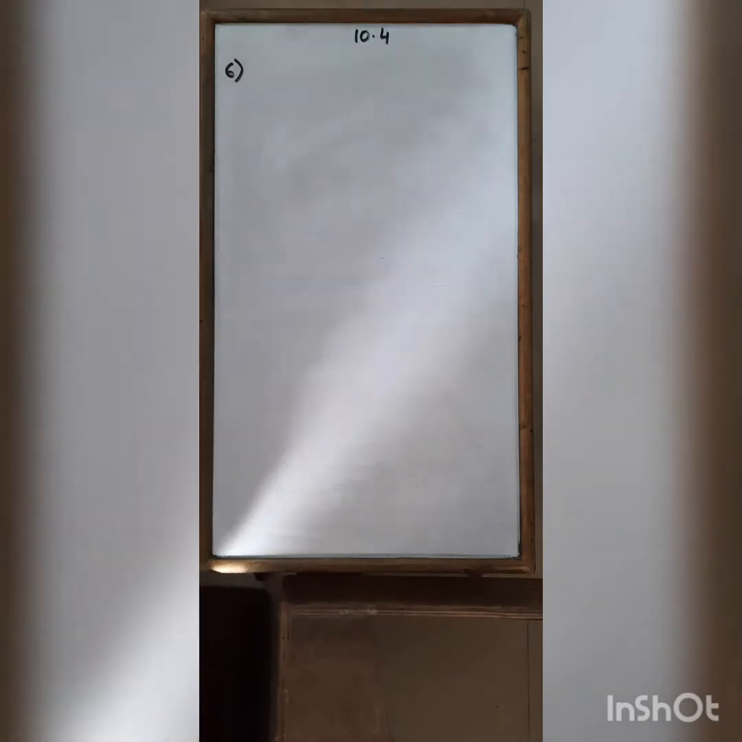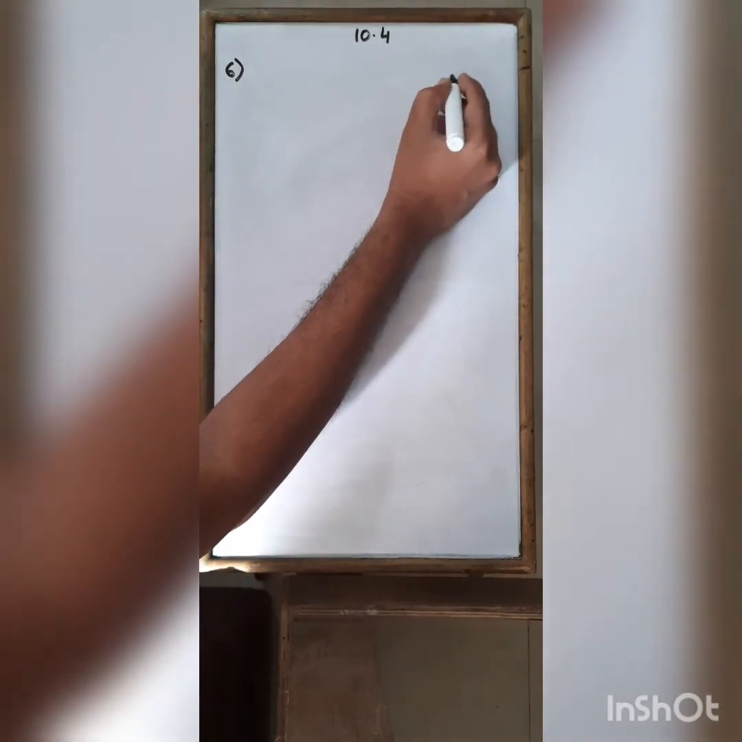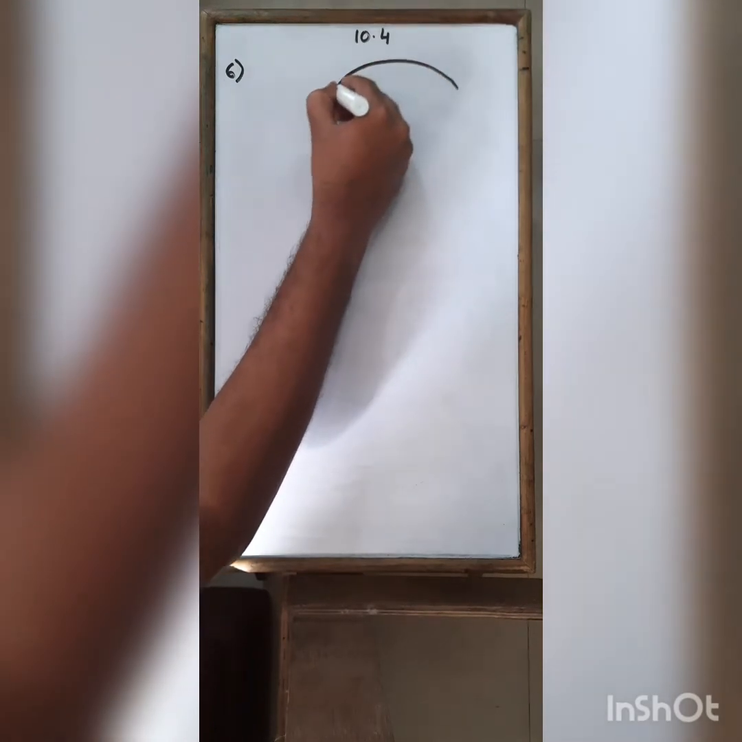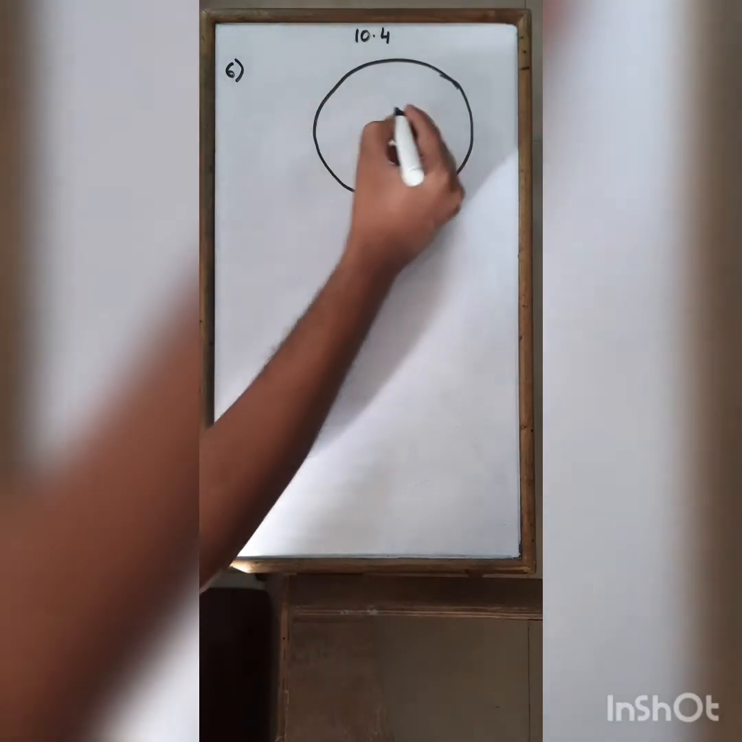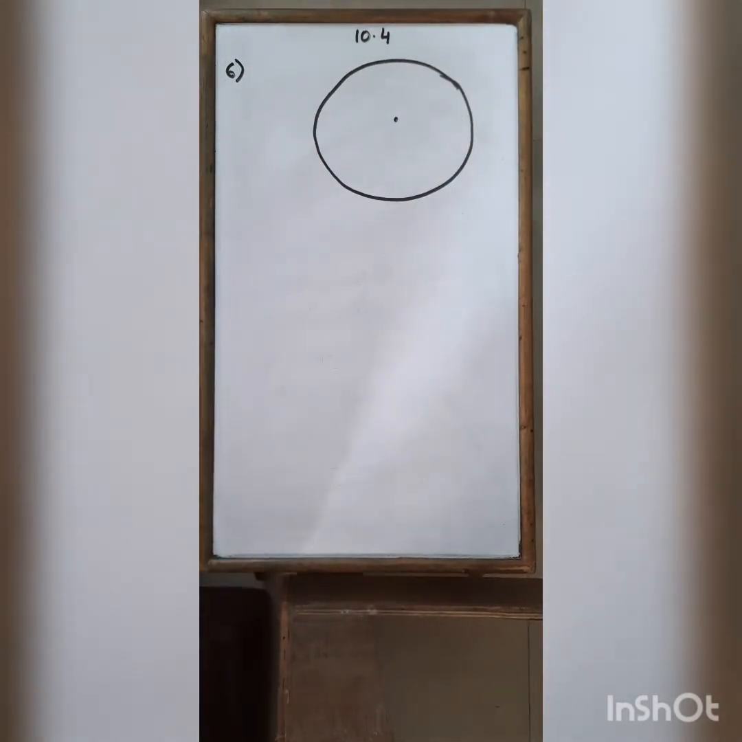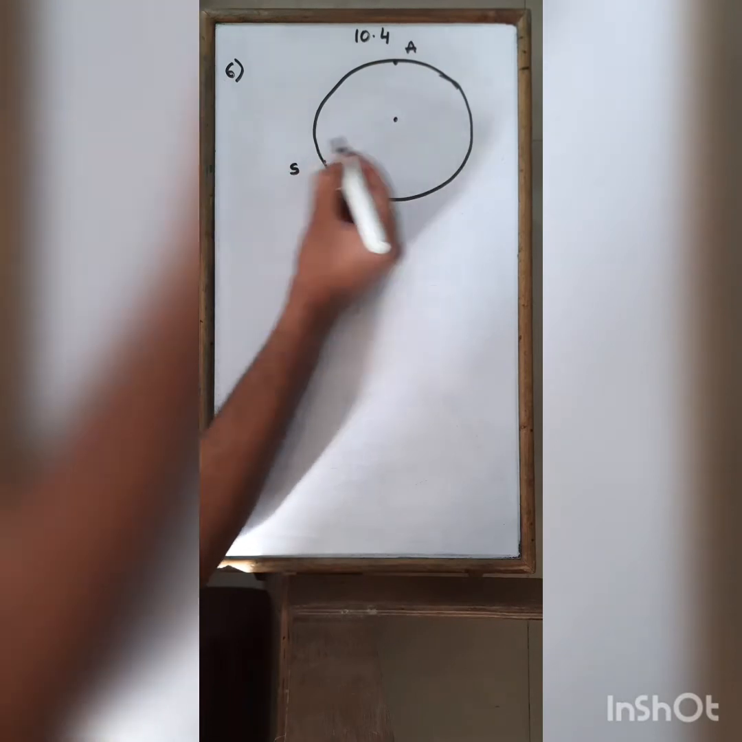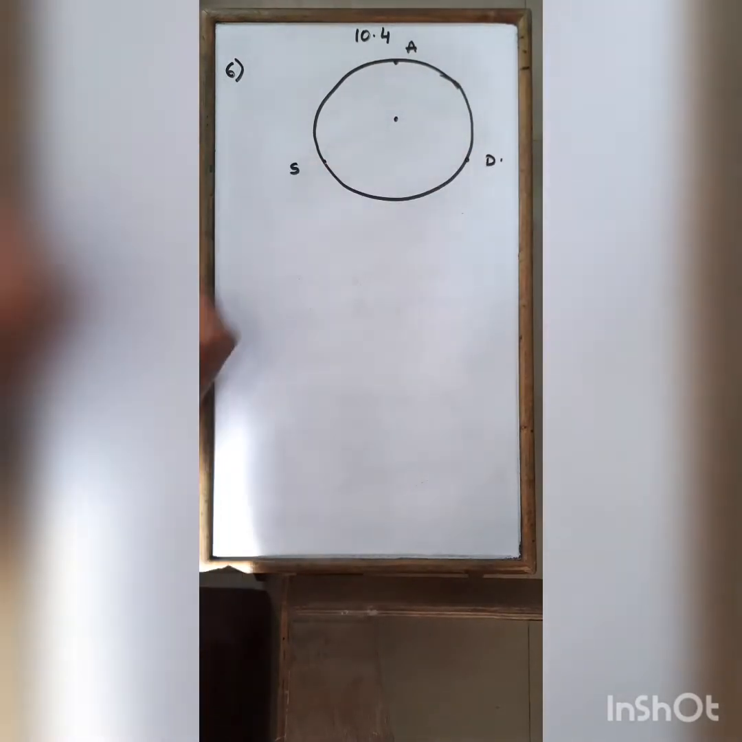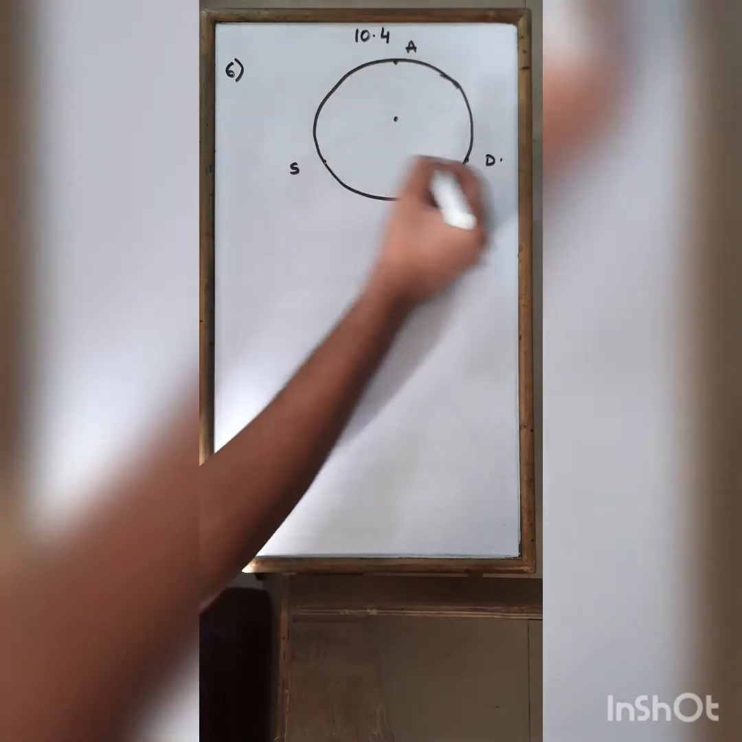In this video, we shall be solving sum number 6 of exercise 10.4. What is given? A circular park. So you have a circular park of radius 20 meters. So this is the center. Three boys, Ankur, Sayyad and David. So you have Ankur over here, Sayyad over here, and David over here, sitting at equal distance on the boundary. So this distance is equal.